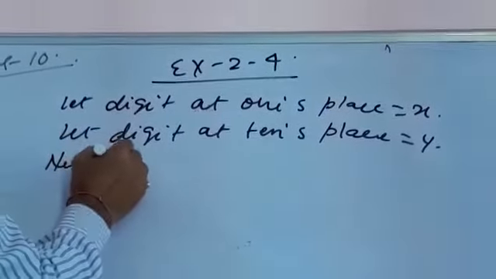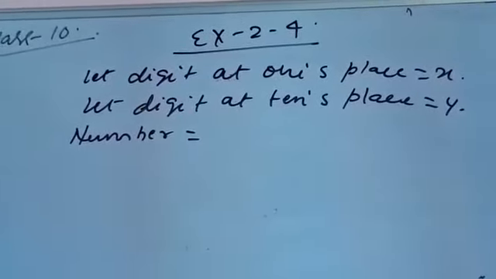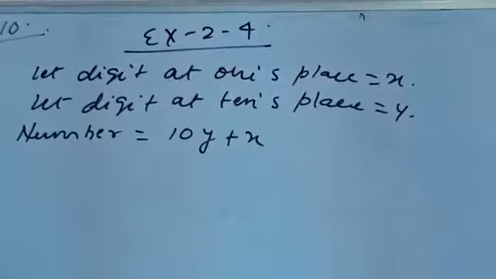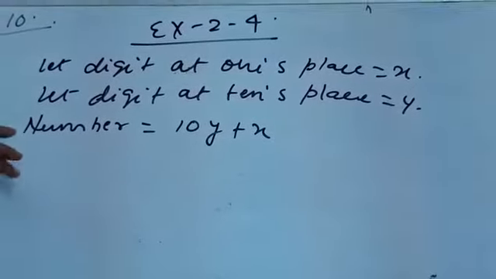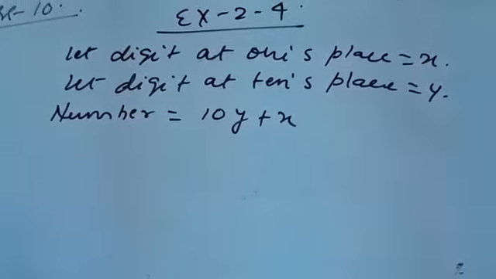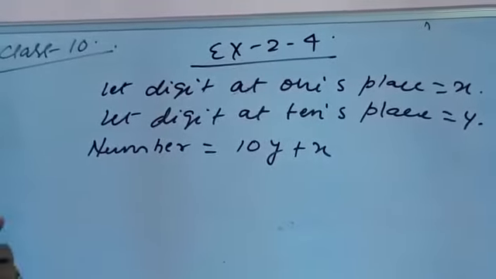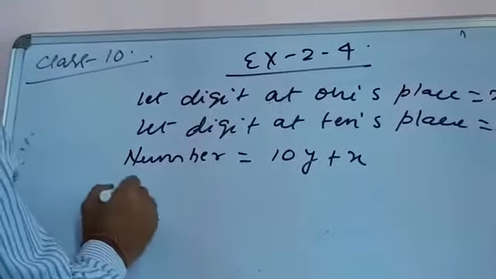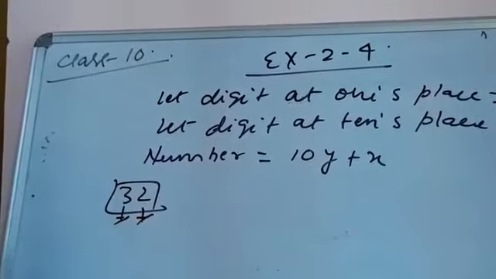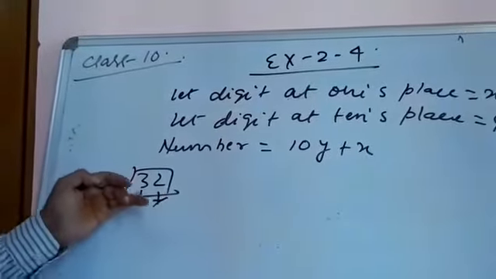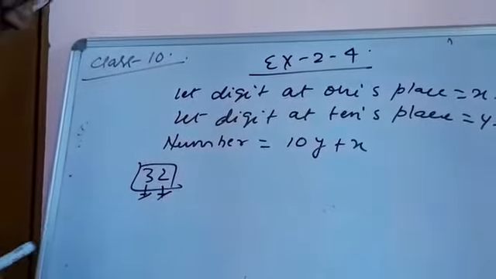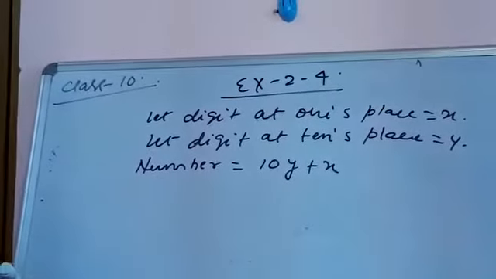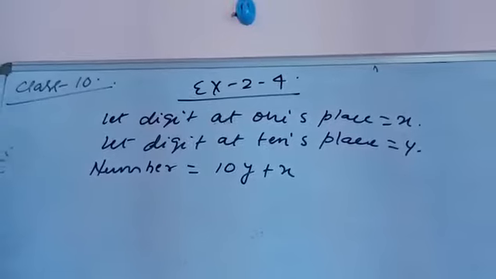And the number: how do we form the 2-digit number that you would have studied in the earlier classes? It is 10 into tens place plus ones place. So what would be the number? 10y plus x. We always form a number as 10 into tens place plus ones place. That could be understood by giving you examples. Suppose we have 32. In 32, 2 is at ones place, 3 is at tens place. So this is 10 into 3 plus 2. So you must understand while you are doing statement questions, you must know the difference between the digit and the number. So the number is equal to 10y plus x.